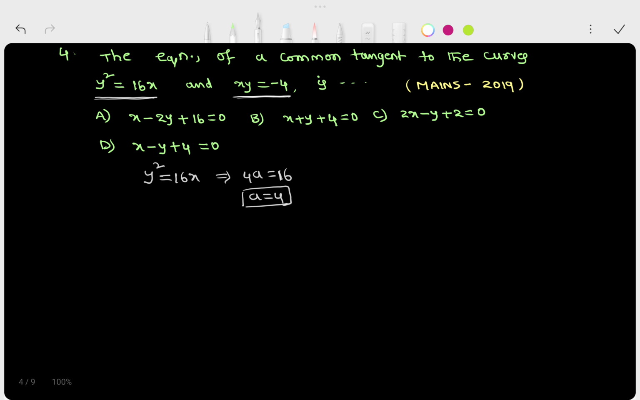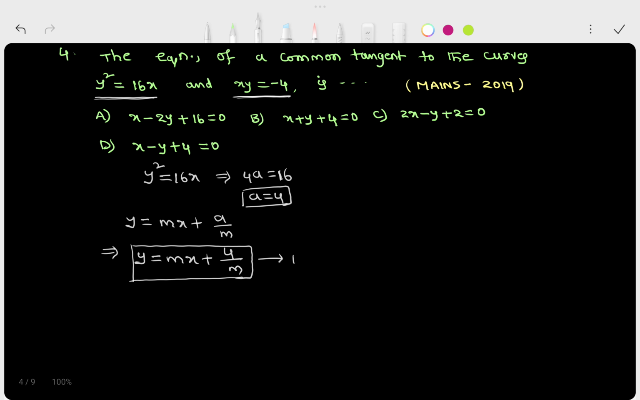Now first we consider the tangent to this parabola in terms of the slope m. What is the equation of the tangent to this parabola in terms of the slope m? y is equal to mx plus a by m. You got it already, the a value is 4. So put a is equal to 4: y is equal to m into x plus 4 by m. Now according to the question, whatever is the tangent to the first equation, the same line is the tangent to the second equation.